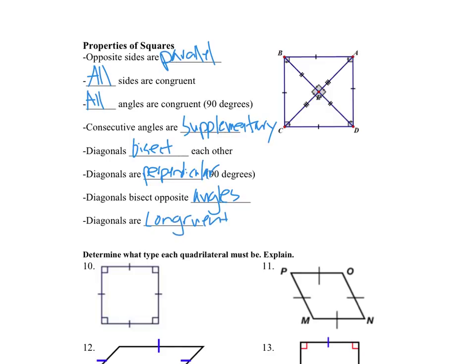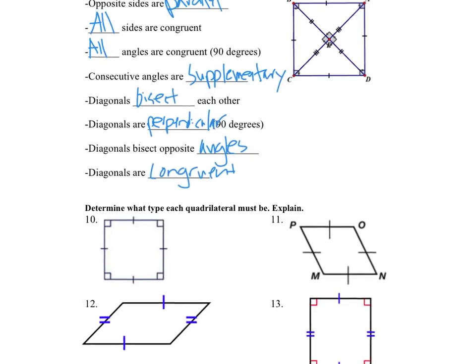So you can see a square basically took all the properties of the previous ones and gets it all thrown in. So a square is a rhombus, a square is a rectangle, a square is a parallelogram. All of those get thrown in together.